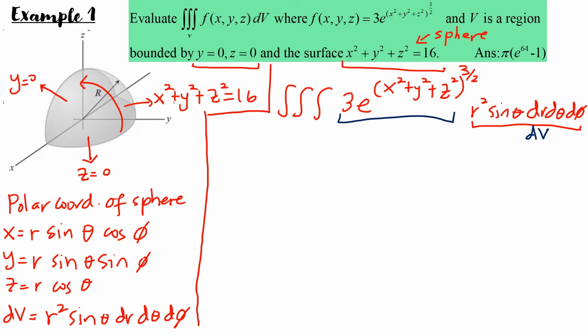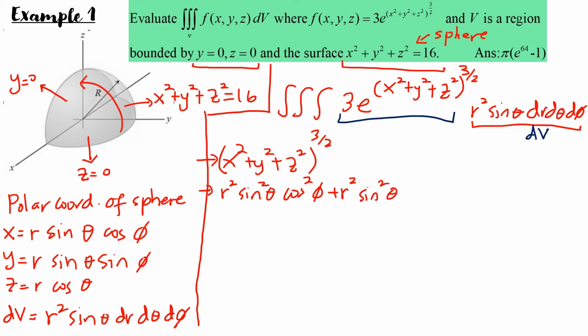Now you have a function in terms of x, y, z. So first of all, why don't we change it to polar coordinates of a sphere? I write here x squared plus y squared plus z squared to the power of 3 over 2. We're going to convert it into polar coordinates. I have r squared sine squared theta cos squared phi as the x squared, plus r squared sine squared theta sine squared phi as the y squared, and the z squared is r squared cos squared theta, and this is to the power of 3 over 2. We just convert everything, x, y and z, into polar coordinates. Now you can see that we have the same term here, so you can factorize it.